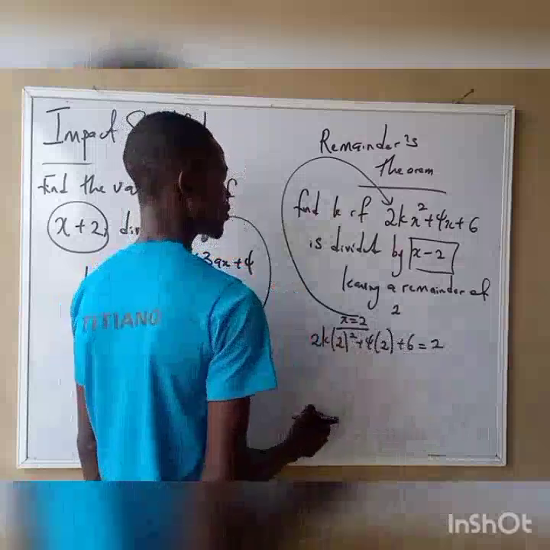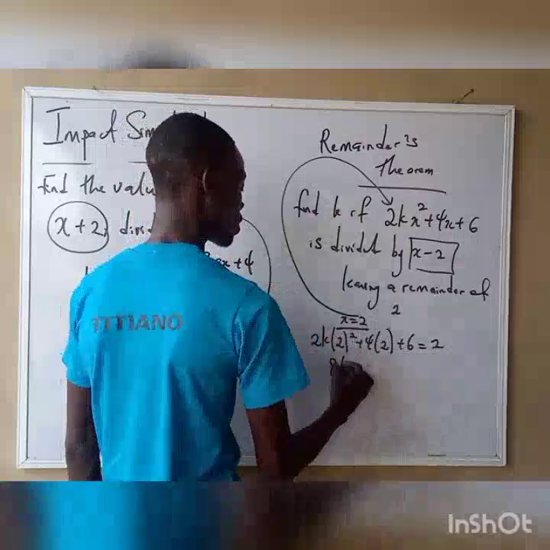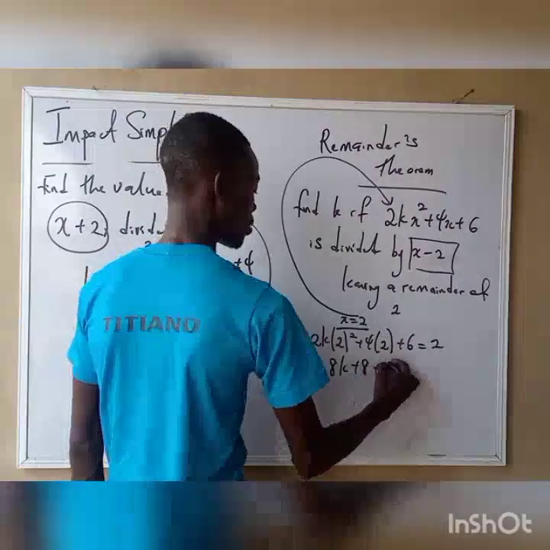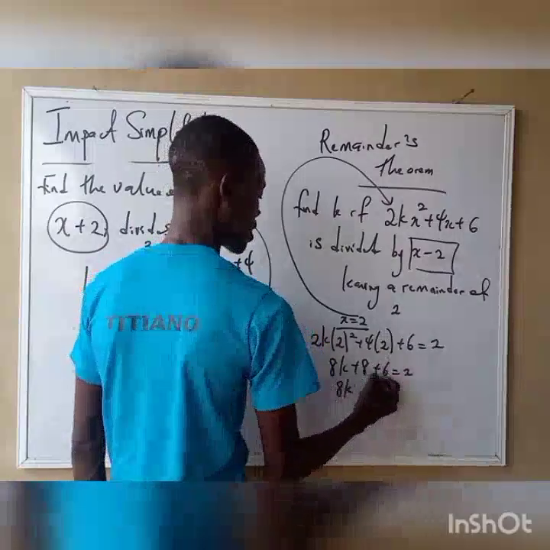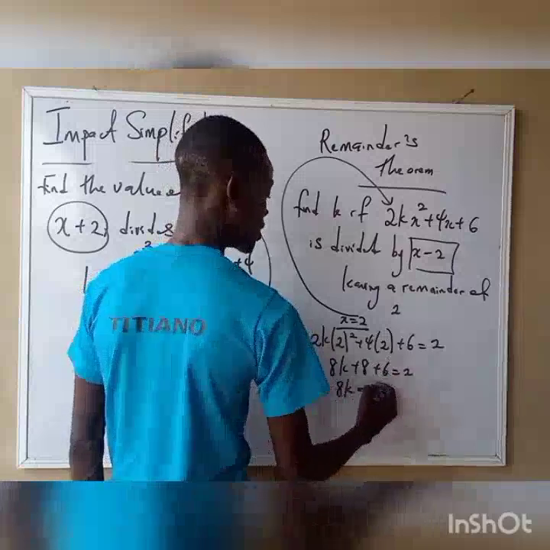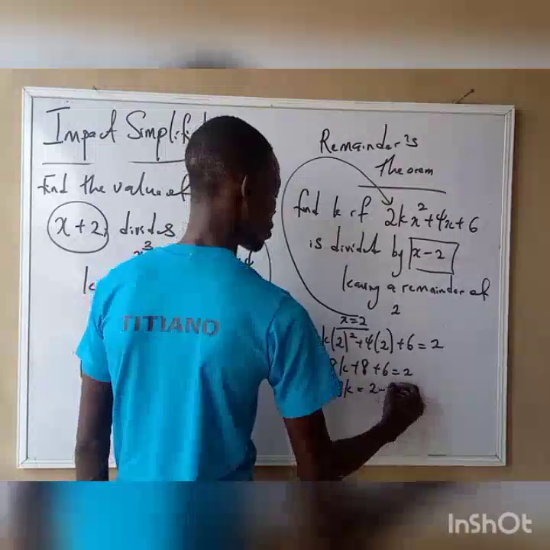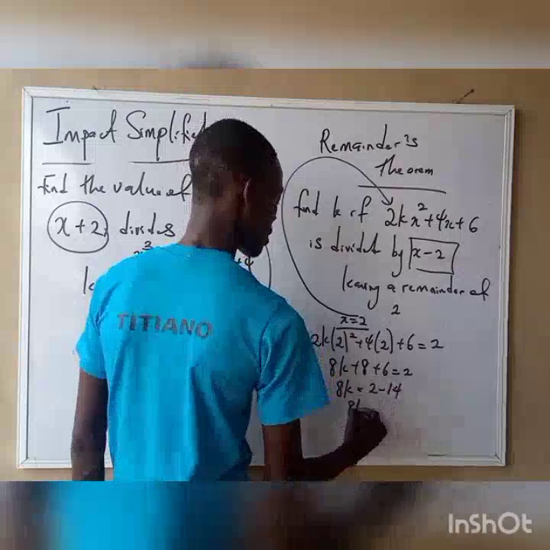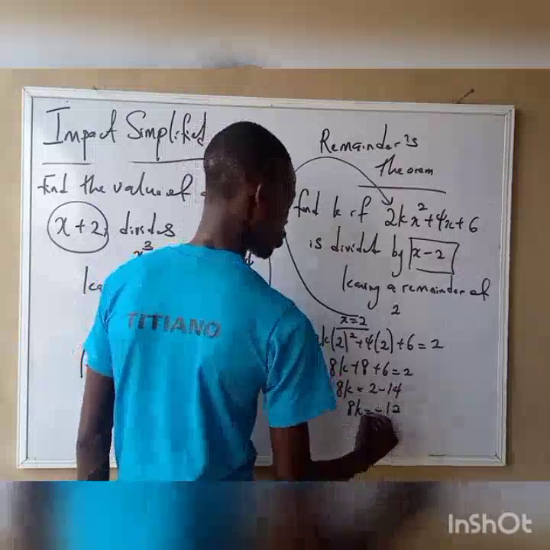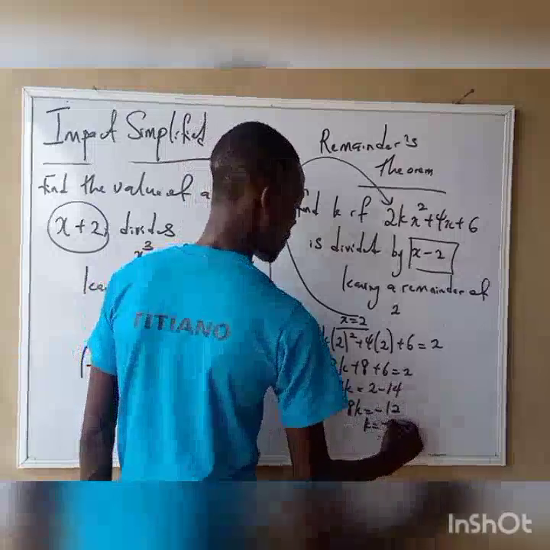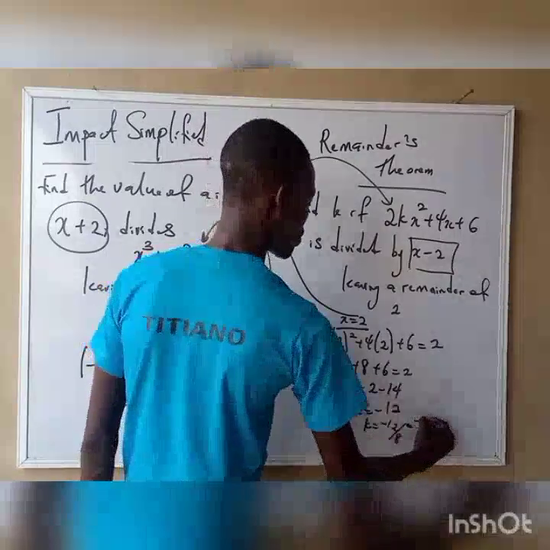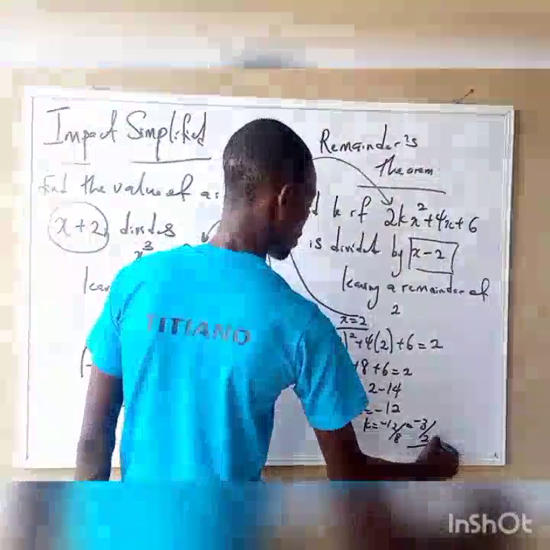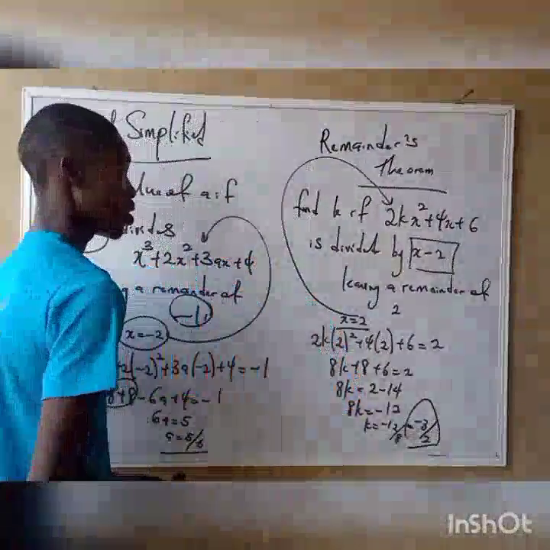So 2 squared is 4. 4 times 2k will give us 8k plus 8 plus 6 is equal to 2. And what do we have? 8k, we have 14. And that will give us 2 minus 14. And our 8k will be equal to minus 12. And what is our k? Minus 12 over 8, and 4 can divide. If 4 divides this, we have minus 3 over 2. And that is the value of k.